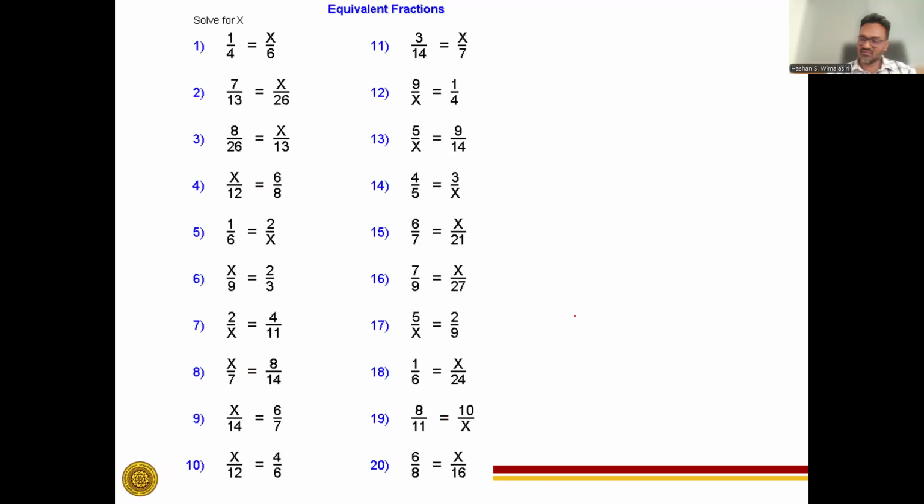Right, so can you do a favor for me? Do the 15th and 16th questions and find the answers for x. You can apply cross multiplication or the other method, and equalize denominators.